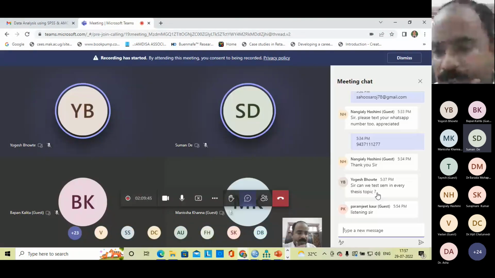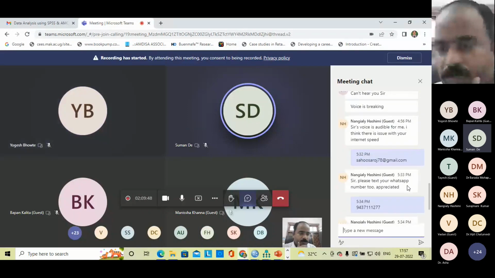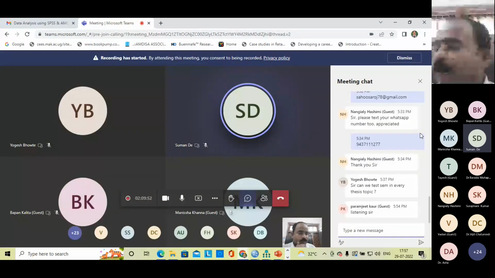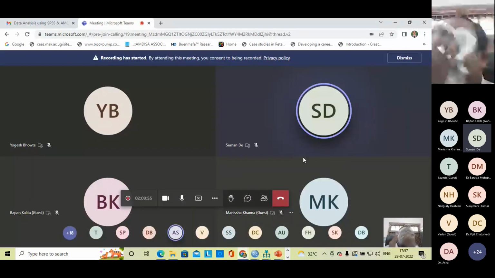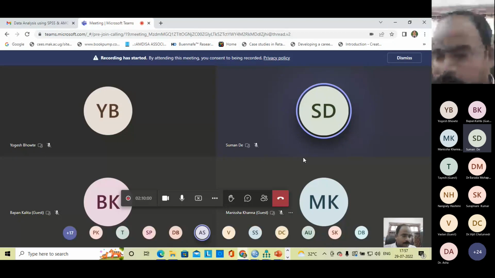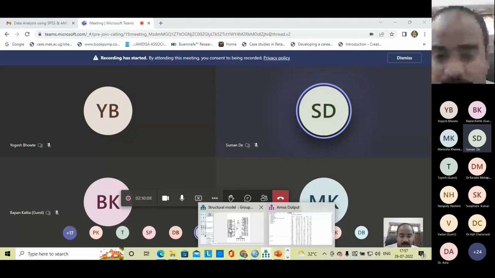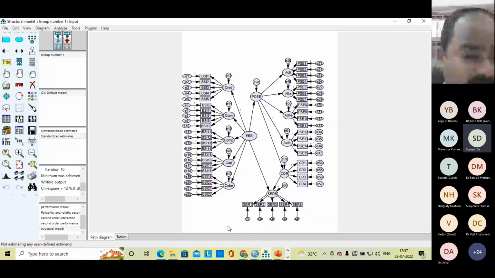Any other question? No other question. So if still any other doubt or question is there, you can ask. So should we go to the path analysis? No. Another thing is there, a very important thing. Look at here, another thing is there in the structural model, sorry, in the measurement model.